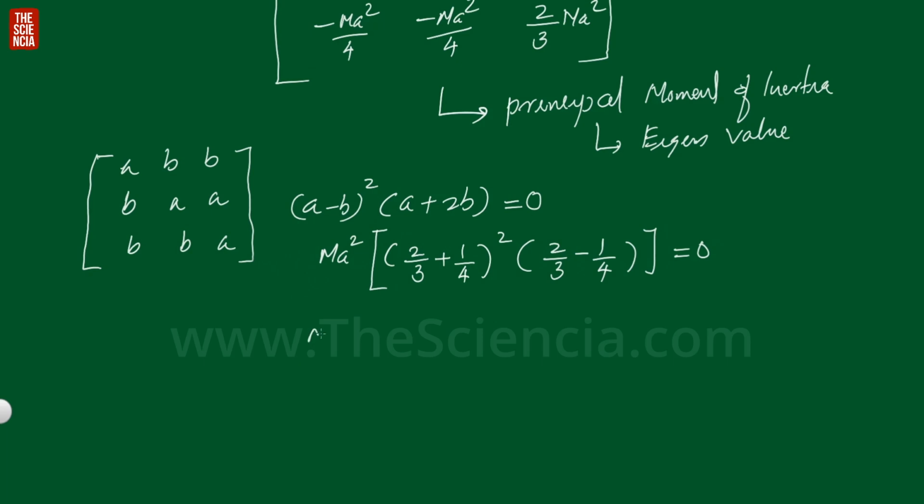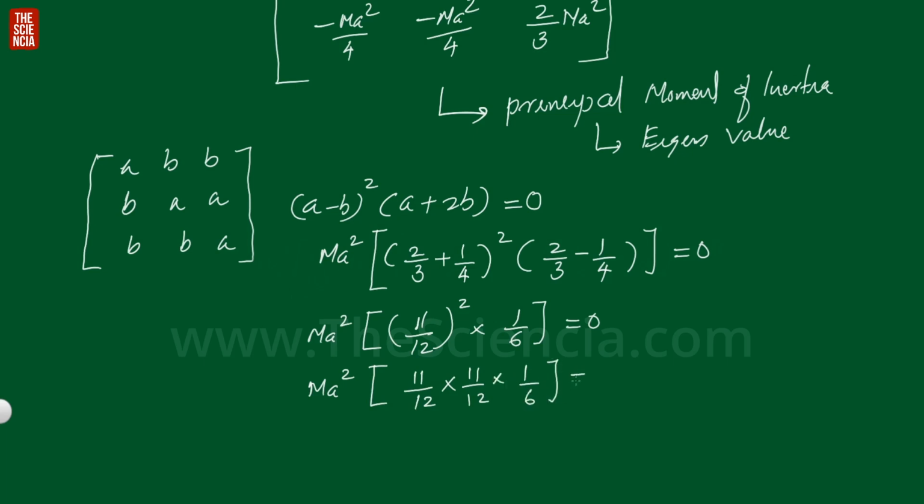So what we get is MA square into (11 by 12) all squared into (2 by 12, that is 1 by 6) equal to 0. Or we can rewrite this as MA square into 11 by 12 into 11 by 12 into 1 by 6 equal to 0. So from this trick, the eigenvalues are 11 by 12, 11 by 12 and 1 by 6. Okay, I will discuss more about this trick in my mathematics class.